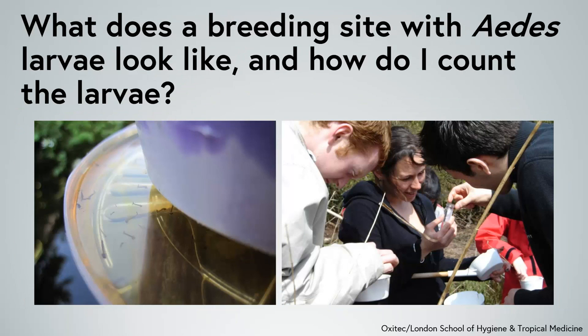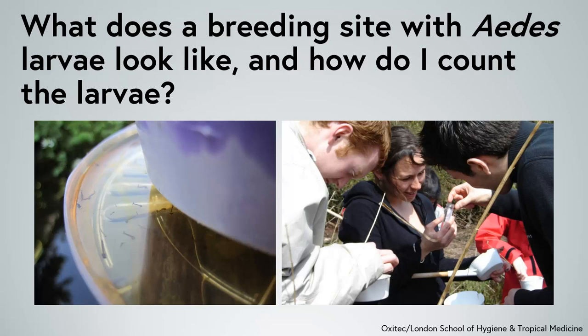So what does a breeding site with Aedes larvae look like, and how do I count the larvae? You need to examine all containers with water present. If there are larvae in the water, the first thing that you will notice is movement, so inspect these containers more carefully. The larvae will move up to the surface of the water to breathe, and will then move down to the bottom to feed. You can see Aedes larvae at the surface of the water in the photograph on the left. The round structure at one end of the body is their head, and the pointed structure at the other end is the siphon. The siphon allows them to penetrate the surface of the water and to respire.